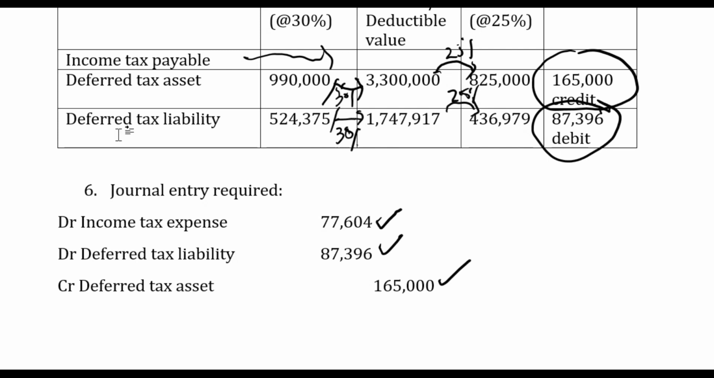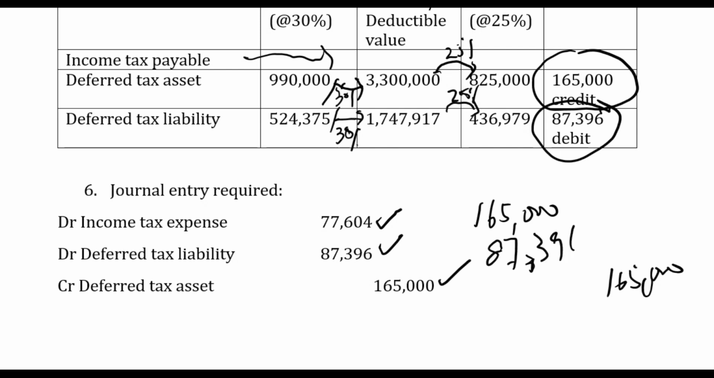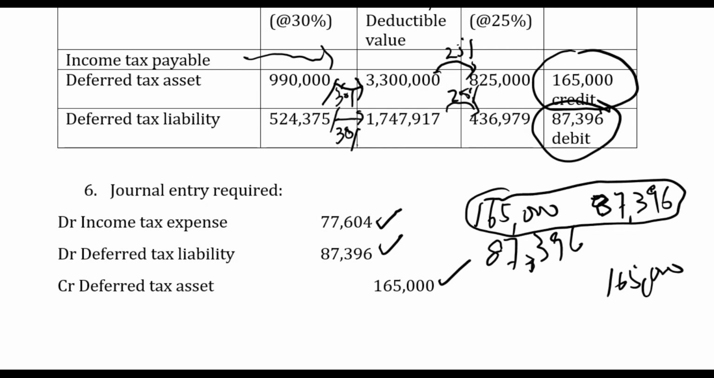Otherwise, we also can do it individually: deferred tax asset credit 165,000, and then we debit income tax expense 165,000, and deferred tax liability we debit 87,396 and we credit income tax expense 87,396. When we take the net of that, the income tax expense equals 77,604. So this is our adjustment 6 we are going to do.